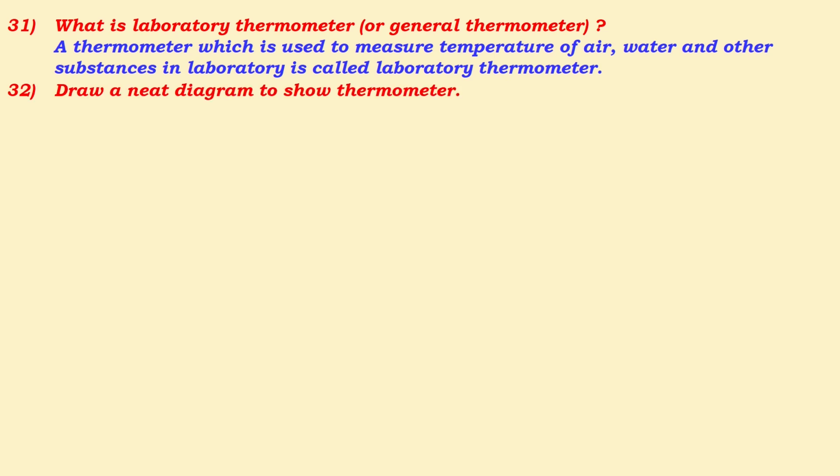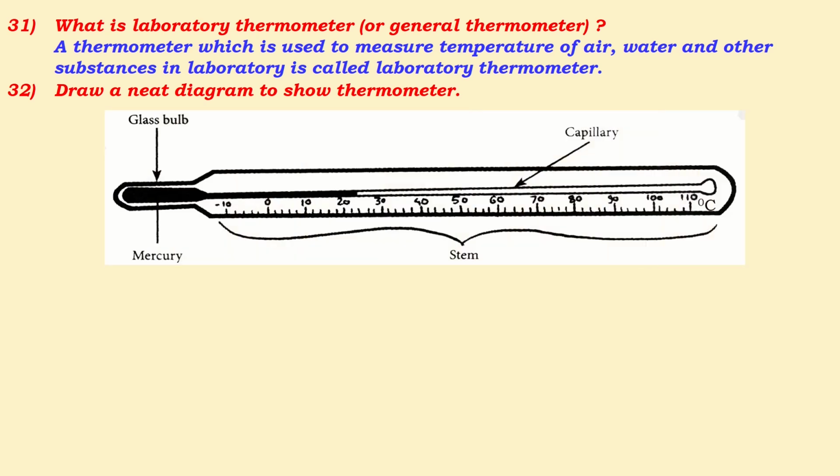Now next, draw a neat diagram to show a thermometer. This means we have to draw a general thermometer or laboratory thermometer, which consists of two parts. One is a glass bulb, which is connected with a long stem, and a capillary starts from the glass bulb and goes up to the other end. The surface of the stem is calibrated with values of temperature, which normally start from minus 10 degrees Celsius and end at 110 degrees Celsius.